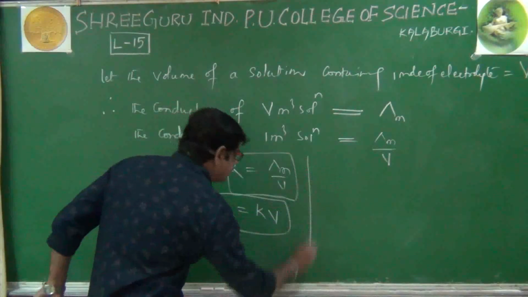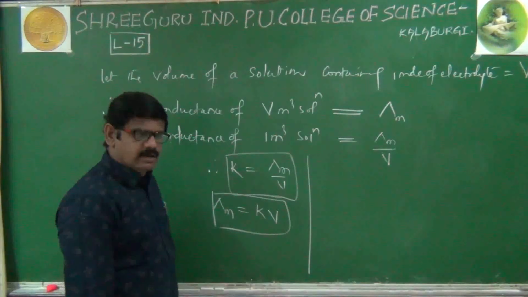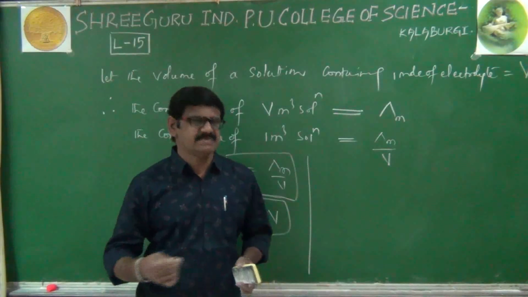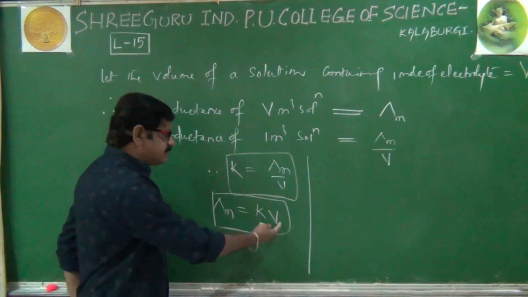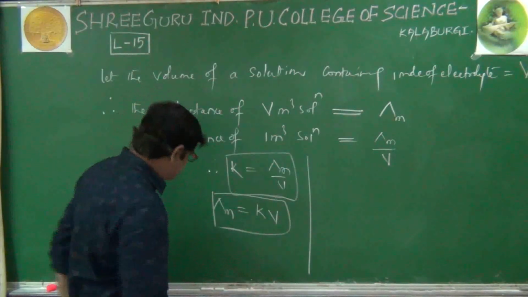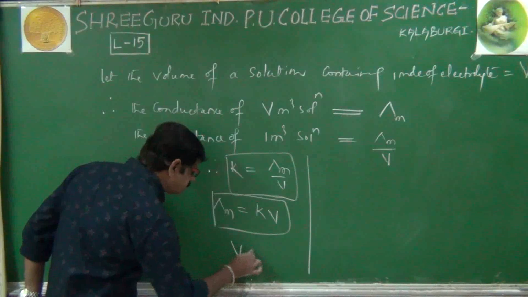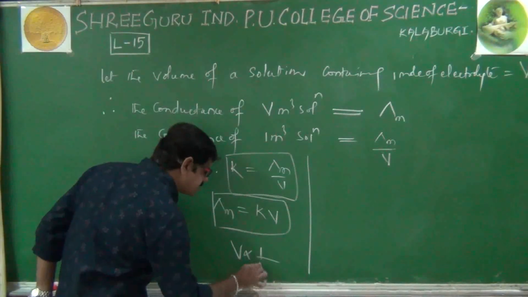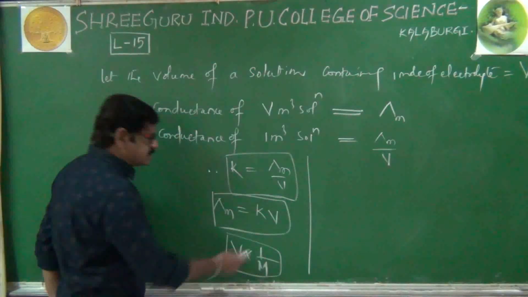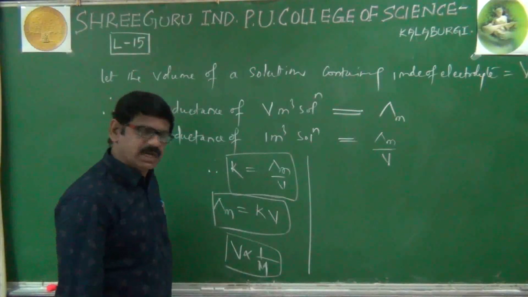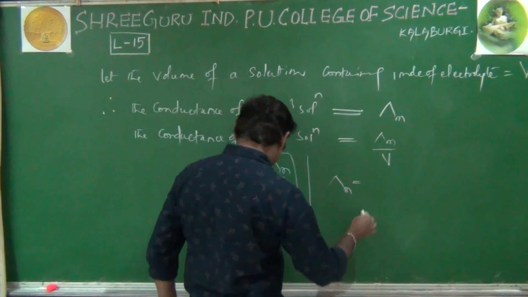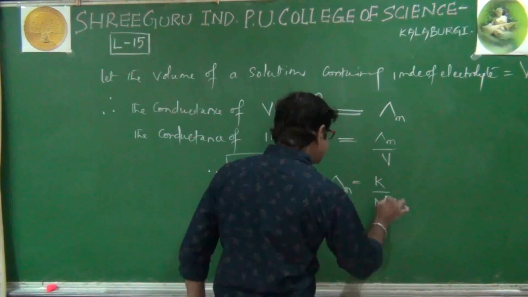Next, we can extend the formula. We already know that volume and concentration are reciprocal to each other. Therefore, instead of volume, we can convert into its corresponding concentration term, taking molarity. Both are reciprocal to each other, so instead of volume I'll substitute molarity. We get lambda m equals K by M.